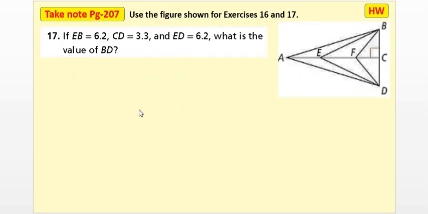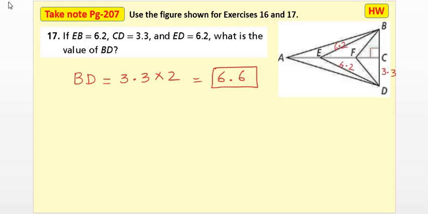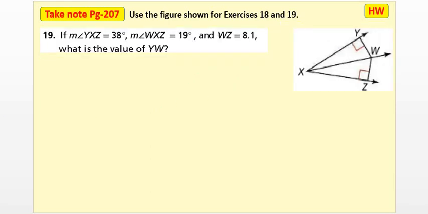Next, there's another homework question. Pause the video, solve it on your own, then play the video to check your answer. Very simple question. They want us to find how long this line segment BD is, and they gave us the value of DC, that is 3.3. Because this measurement will be equal to this measurement, you will multiply 3.3 by 2 and it will give you the answer.